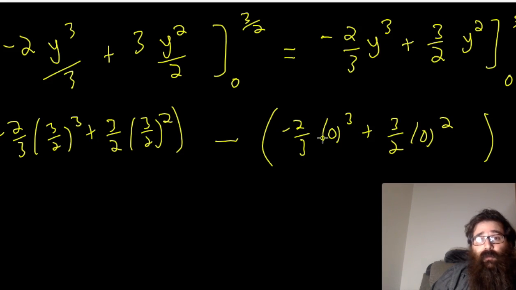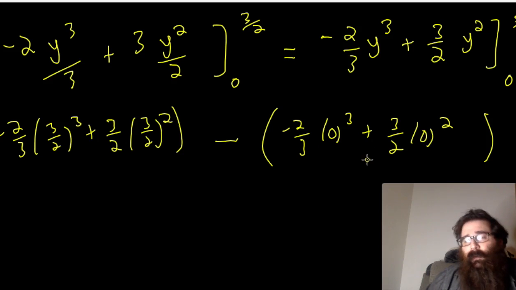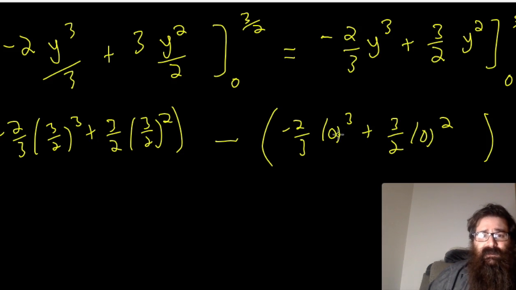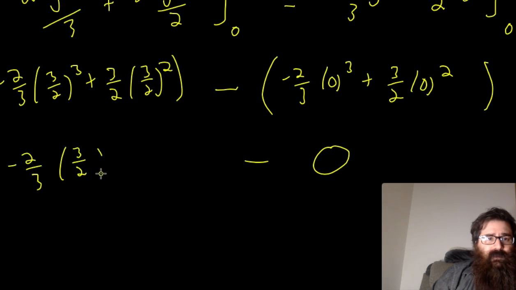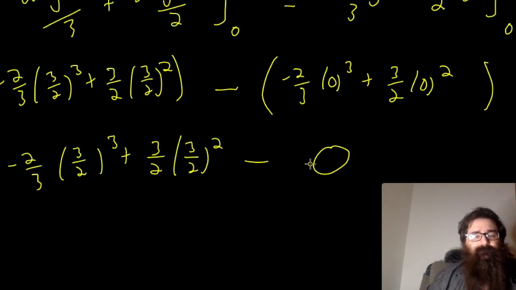And I want to point out right away, plugging in that lower bound, you're probably noticing that too. When I plug in 0 for y, it's going to give me 0 for each of these terms. Since y is a factor on everything, plugging in 0 for y gives me a factor of 0 for everything. So this is just going to be a 0. So I'm left with the upper bound evaluation, -2/3 times 3/2 cubed plus 3/2 times 3/2 squared, and that's just -0.